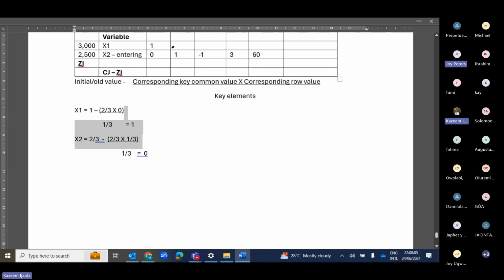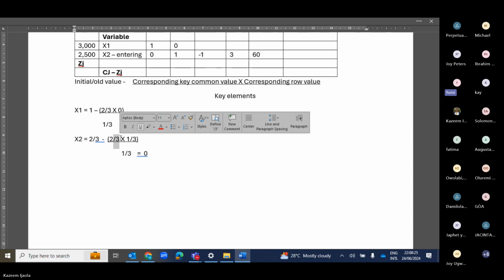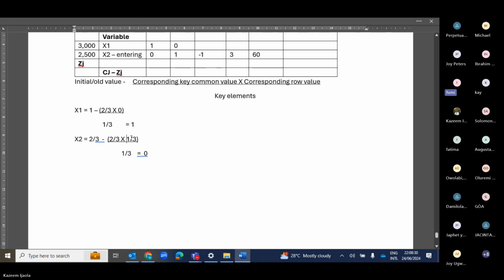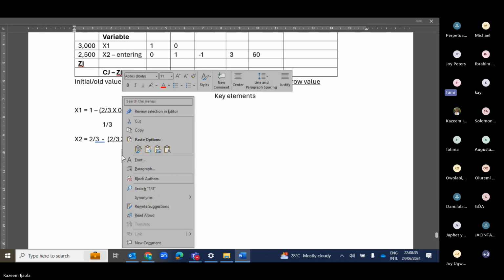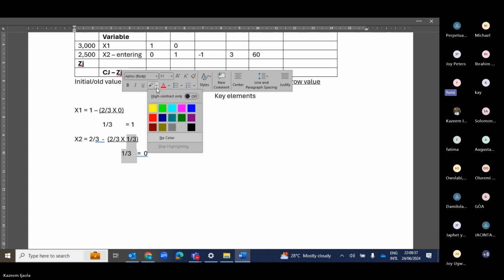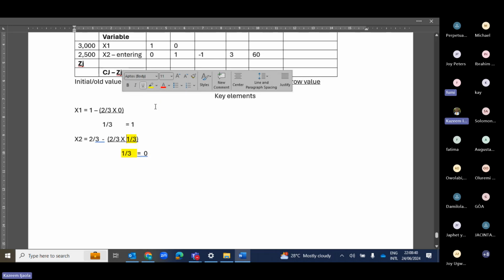Can you take that mathematics again? Okay, so this denominator, when you want to change it to multiplication, that means for the denominator 1/3, the 3 will be up and the 1 will be down. So that is 1/3 times 3/1. That's 1. So 2/3 times 1 is 2/3. Then 2/3 minus 2/3 is 0. So that's how I got my 0.